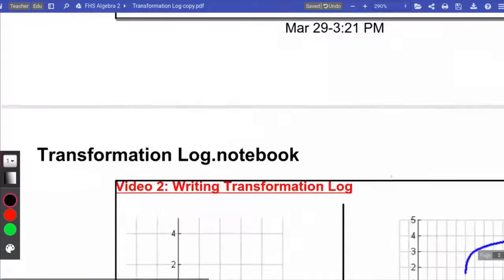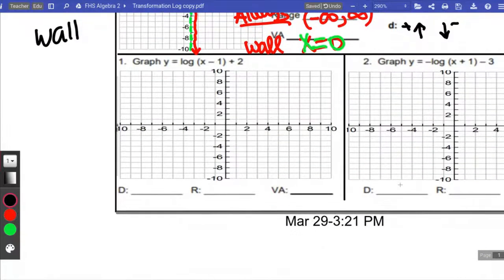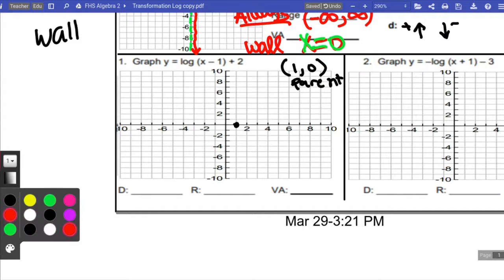Cool. Let's put that to work. Right here, let's do number 1. Remember what I said earlier: the parent function will always start at (1, 0). So we're going to plot that right here. This will help us graph this. By observing this, I know it has a minus, so the graph moves right 1 unit. Then it has a 2, so from the parent function, we go right 1 and up 2. So we are right here.